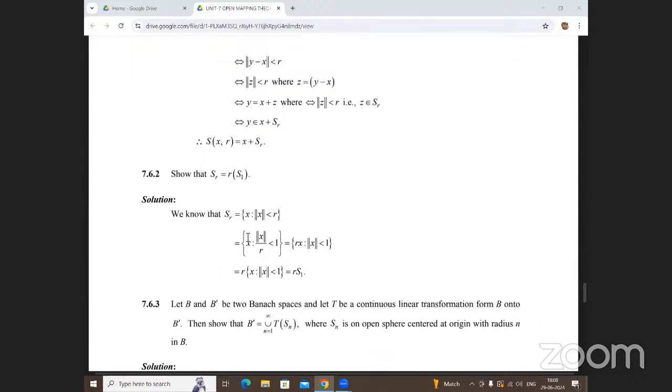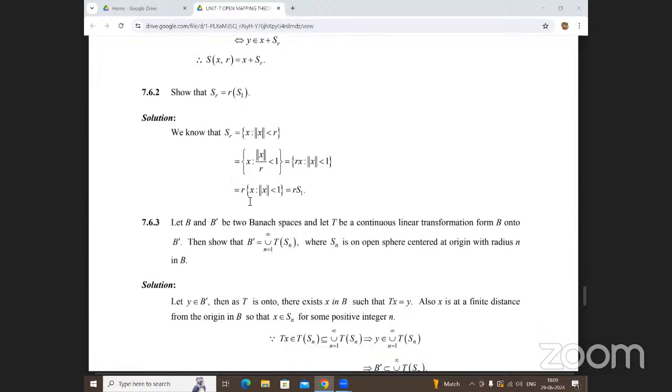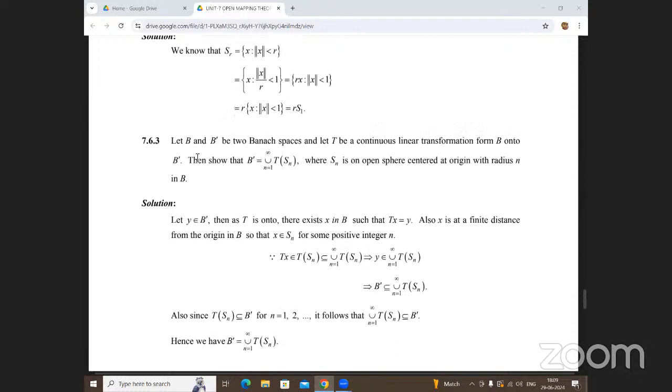SR means the set of X, any one of the elements, with norm X less than R, because the center is at the origin; dividing throughout by R. We have already discussed this. So the value is R times the set of X with norm X less than 1. This representation is already proved in the lemma. So that is simply R of S1. Suppose this is less than 2, so that is S2, RS2. So SR equals RS1, and SR plus 1 equals R plus 1 of S1. So that is the simple proof.